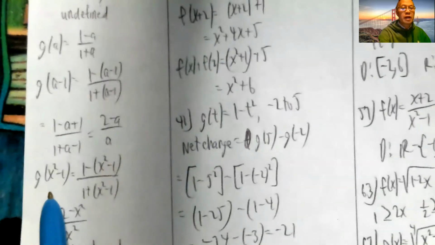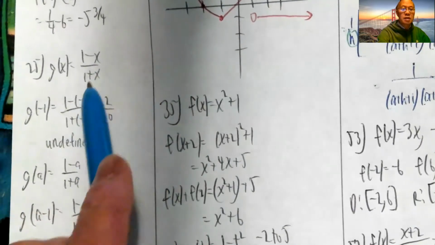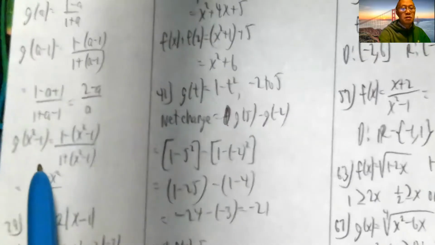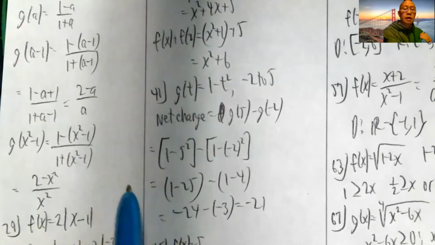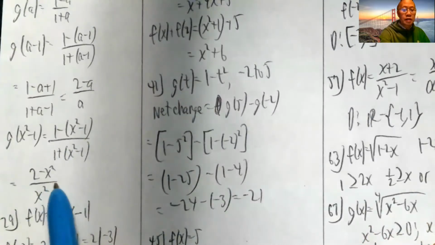G of x squared minus 1, put x squared minus 1 in place of x in parentheses, here and here. Looks like this. 1 minus parentheses x squared minus 1 divided by 1 plus x squared minus 1. 1 minus x squared minus 1 is 2 minus x squared, over x squared.